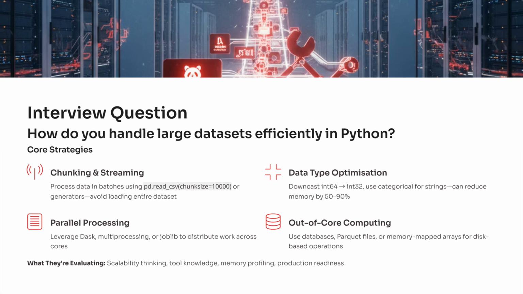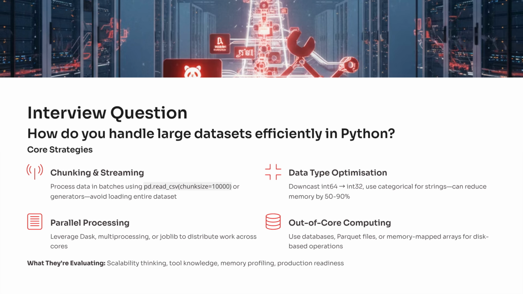Instead of loading an entire dataset at once, you load it in smaller batches. For example, a few thousand rows at a time. You can do this using pandas by reading the data in chunks, or by using generators that stream one piece of data at a time. This helps avoid memory errors when working with massive CSVs or log files.